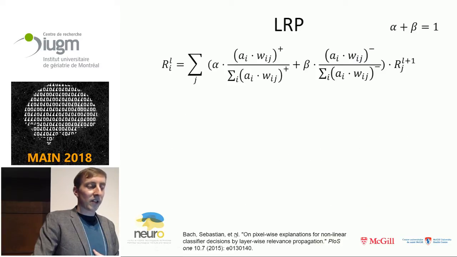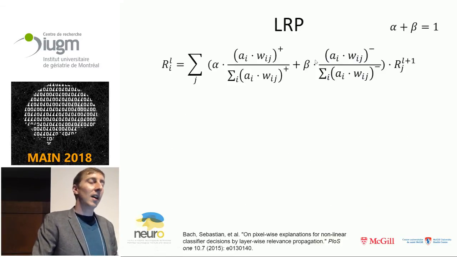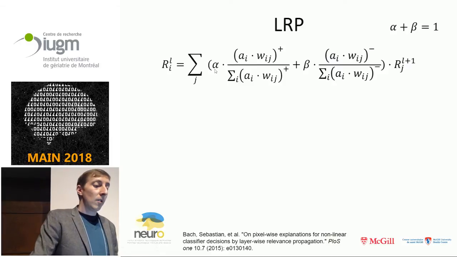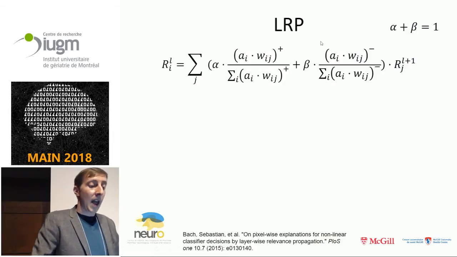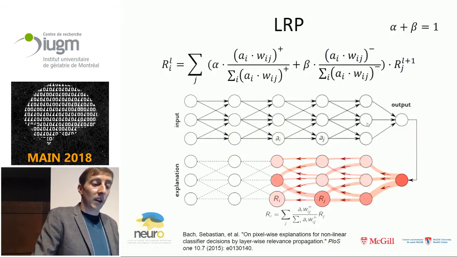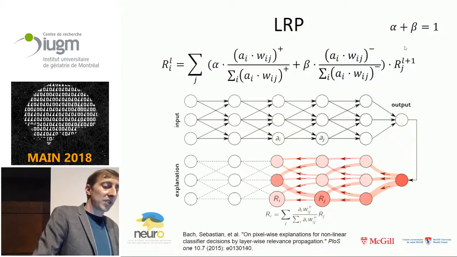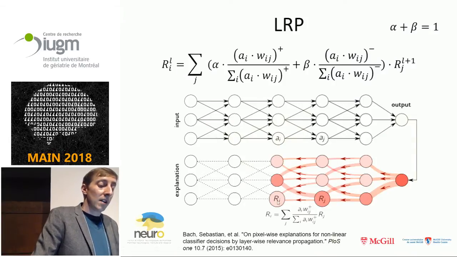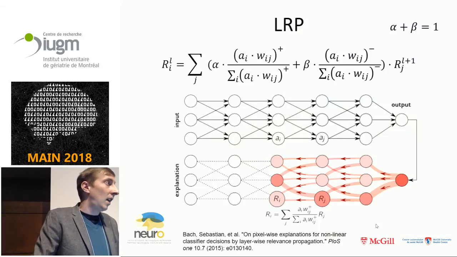But yeah, this is the generic form of LRP, where this alpha term and this sum model the positive evidence, and the beta and these terms model the negative evidence. You have to come up with some way to compute these based on the nonlinearities, the ReLUs and the sigmoids, and the different types of nonlinearities that you use.